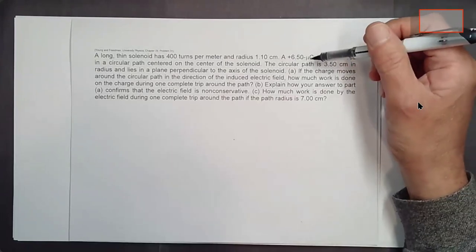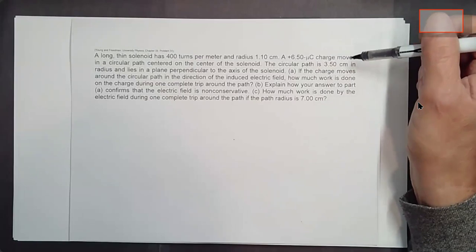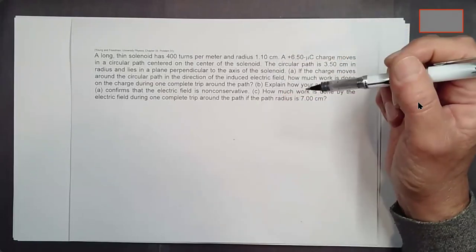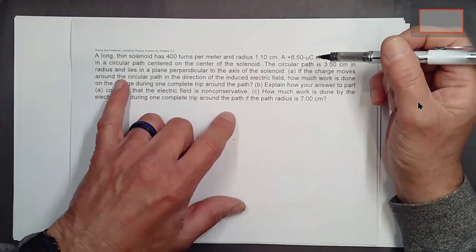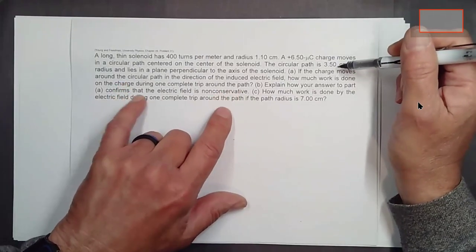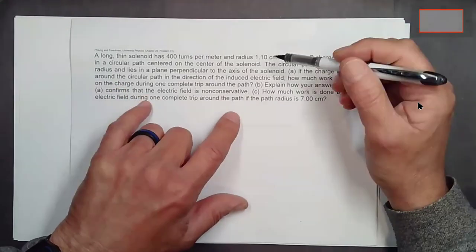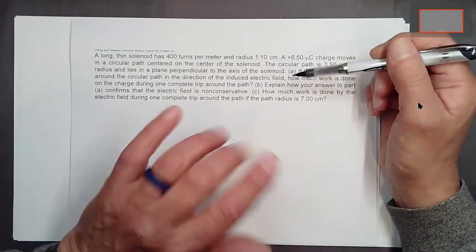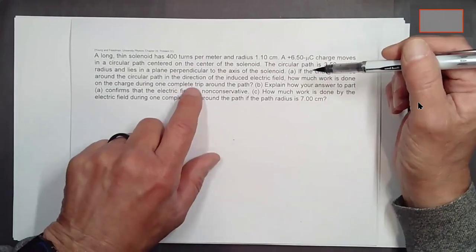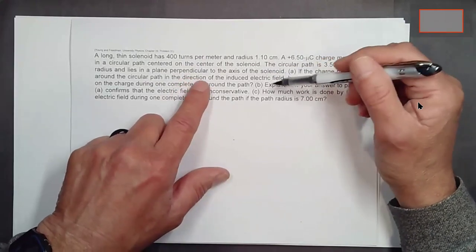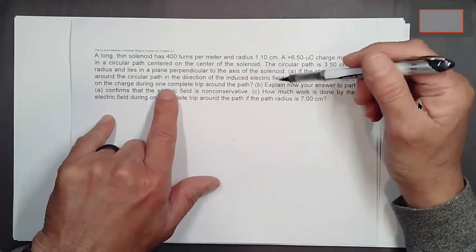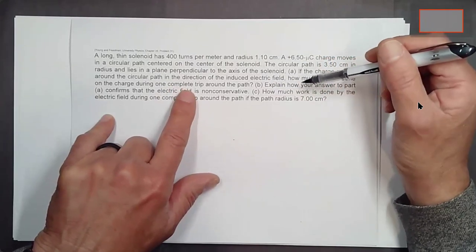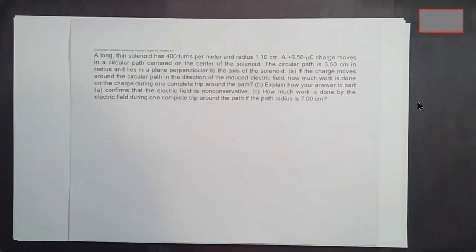a 6.50 microcoulomb charge moves in a circular path centered on the center of the solenoid. And the circular path is 3.50 centimeters in radius, so it's bigger than the radius of the solenoid, which means it's outside of it, and lies in a plane perpendicular to the axis of the solenoid. And if the charge moves around the circular path in the direction of the induced electric field, how much work is done on it during one complete trip around the path?